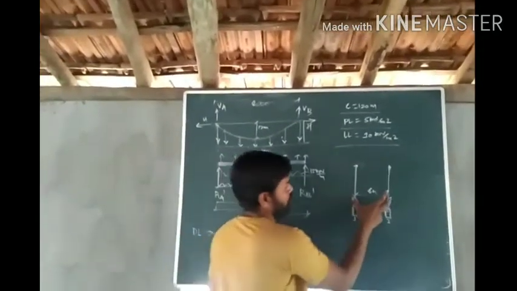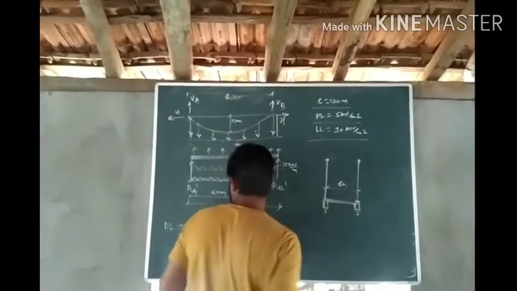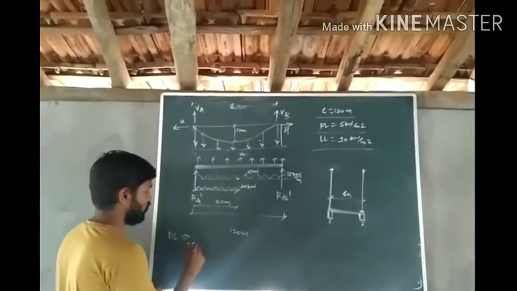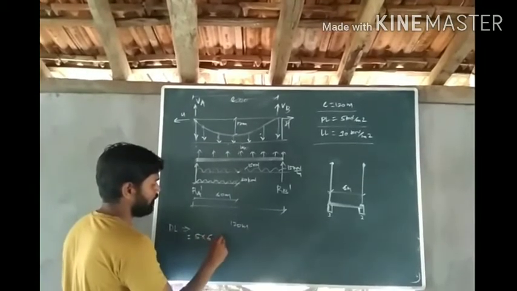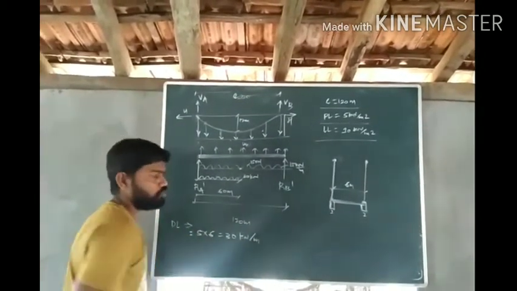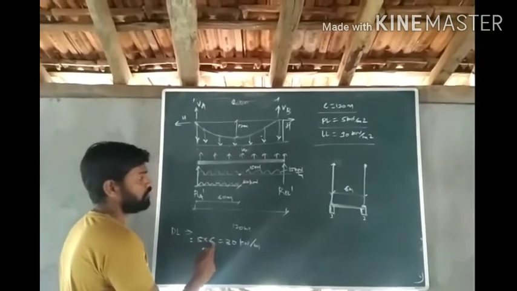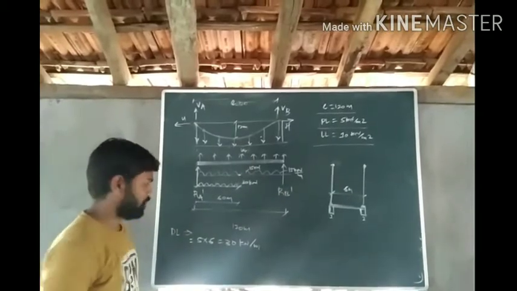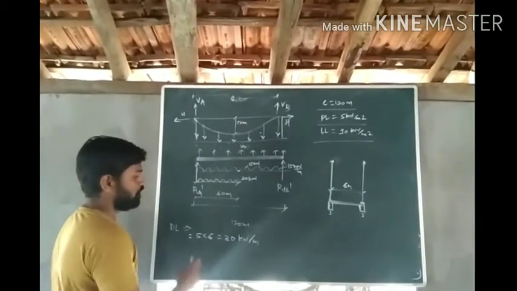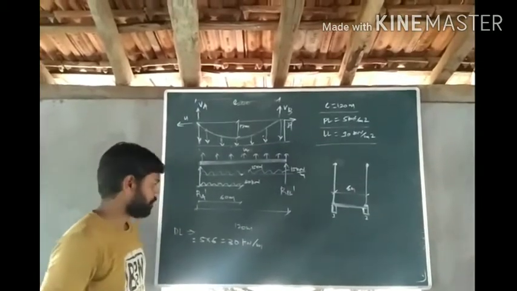What is the width of the bridge? It is 6 meters. So total dead load is 5 multiplied by 6. This is 30 kilonewton per meter. So this 5 kilonewton per meter square and this 6 is the width in meters. So kilonewton per meter square multiplied by meter, so it will be kilonewton per meter.